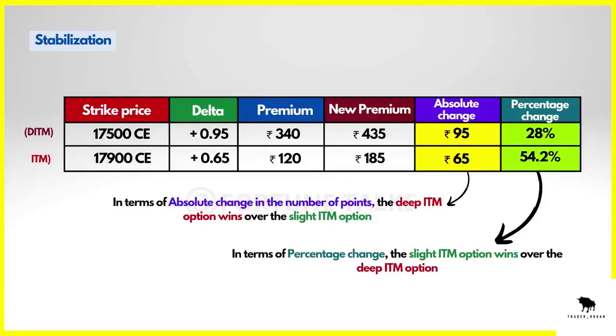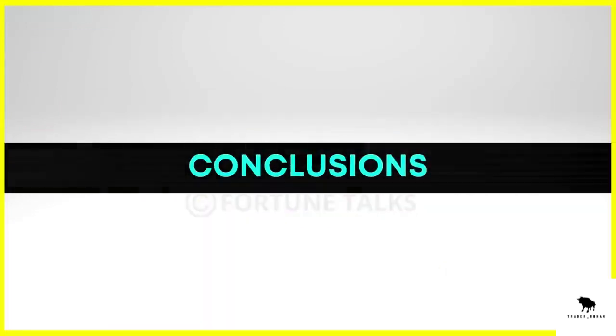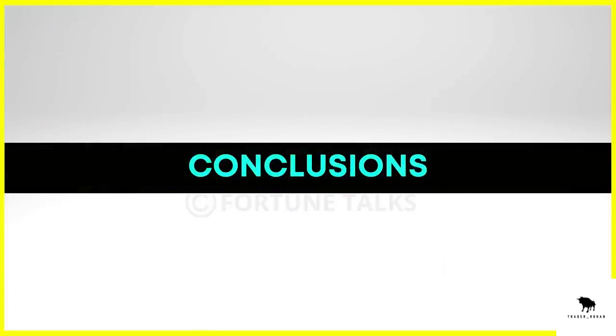Now, when we observe closely, we can infer that in terms of absolute change in the number of points, the deep ITM option wins over the slightly ITM option. However, when we consider it in terms of the percentage change, it is the other way around. Clearly, the slightly ITM options are more sensitive to changes in the underlying, but they are certainly more expensive than ATM and slightly OTM options. Now, what are the conclusions from all these observations?